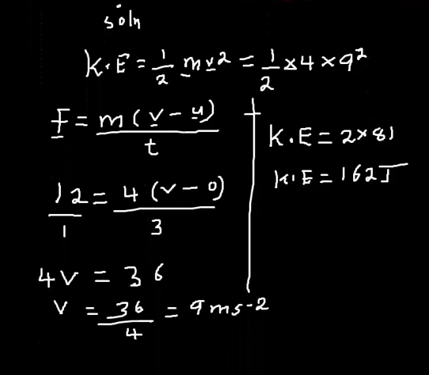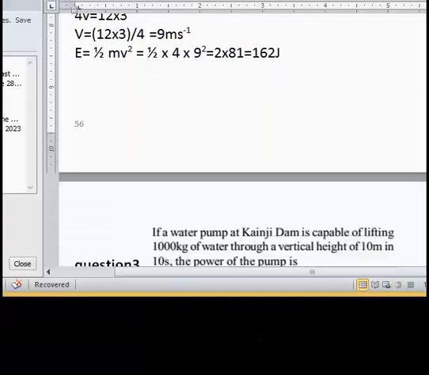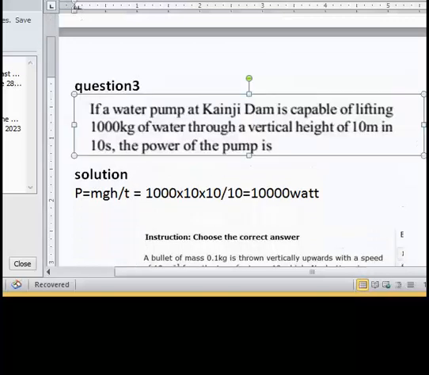Okay, so next question. Let me clean up. Okay, so let's pick another question. Here we go. So I got to maximize this. This one goes this way.